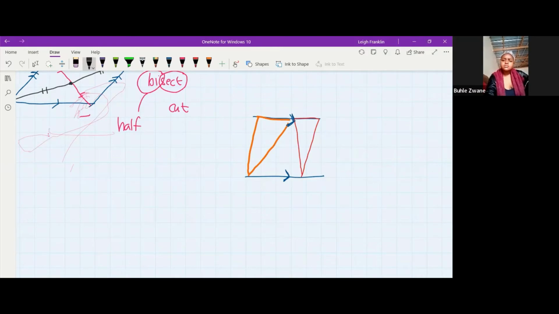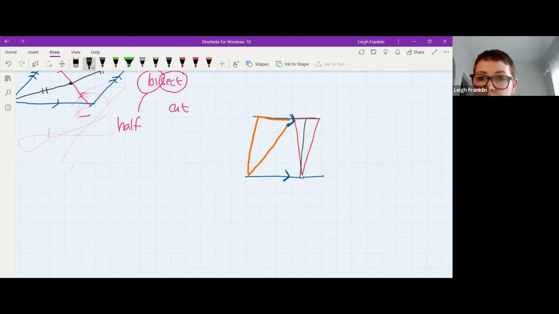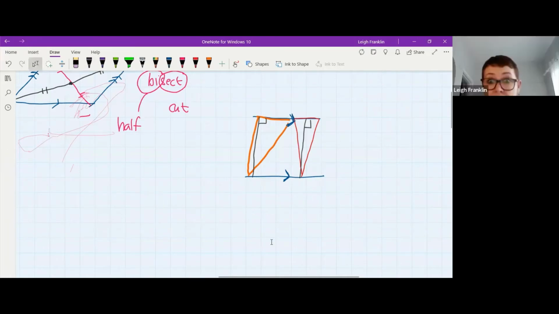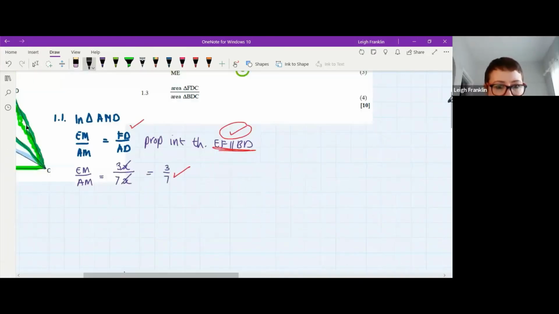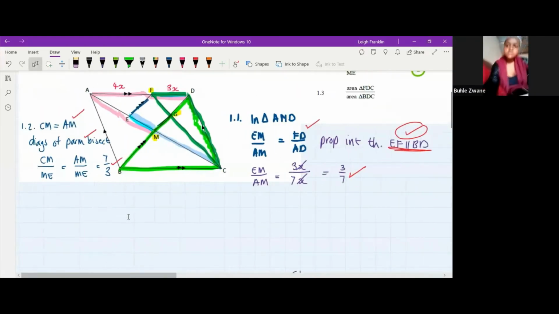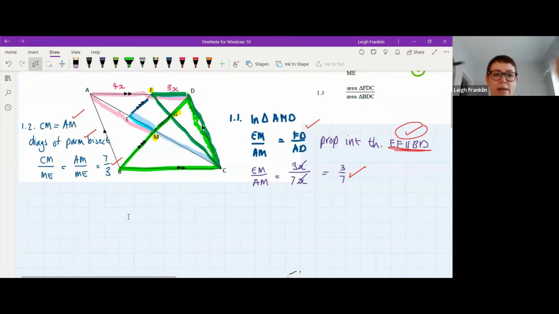Their height? The height, exactly. So the perpendicular height. Because they lie between the same parallel lines, their perpendicular heights are going to be exactly the same. This is a very important concept for us in grade 12. And that's what's going on here as well. If we look at our diagram, can you see that they both lie between AD and BC? So the distance from line AD to line BC is common for both. That is the perpendicular height.